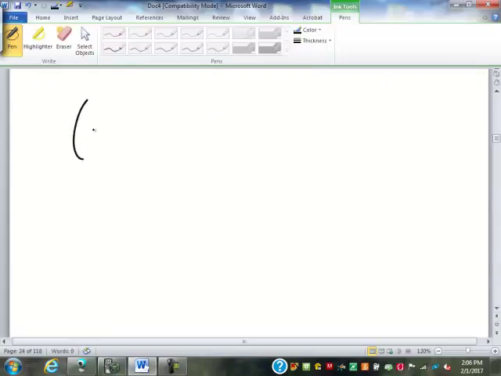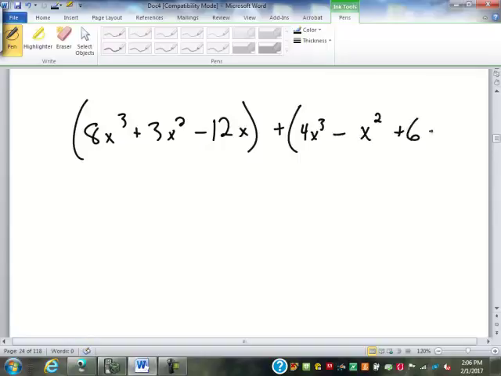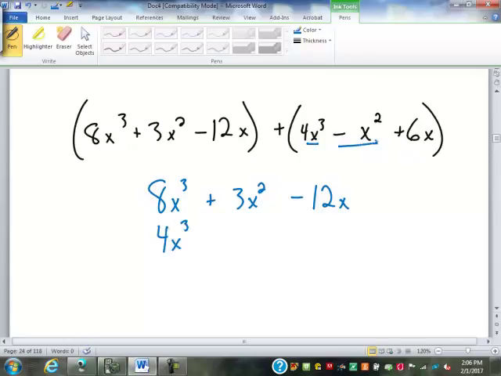If we have 8x to the third plus 3x squared minus 12x, and we add to that 4x to the third minus x squared plus 6x. If you recall, we write this out just like we would whole numbers, putting the second number underneath the first, lining up the place values. So the 4x to the third goes under the 8x to the third. The negative x, remember, I think it has a negative 1x, goes under the negative 3x squared. It's negative 1x squared. The positive 6x goes under the negative 12x.